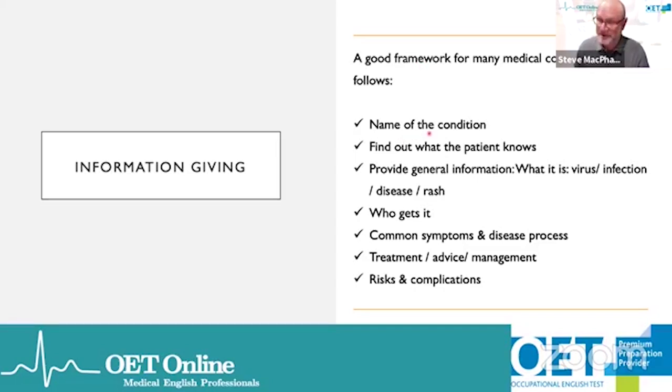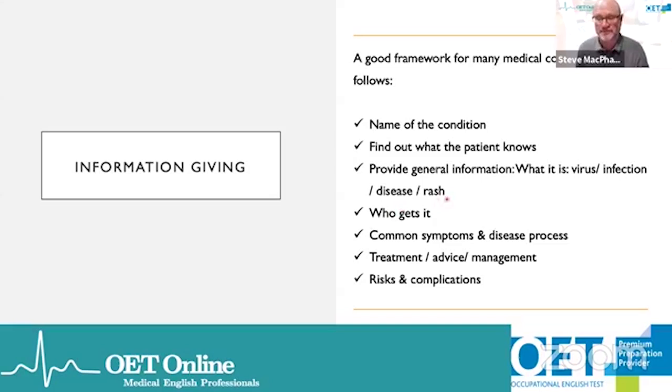Tell the patient the name of the condition. Find out how much the patient knows. That always gives you a good start point. There's no point explaining a lot of basic information if the patient already knows it. So find out how much they know. Then provide general information. What type of condition is it? Is it a virus, an infection, a disease?